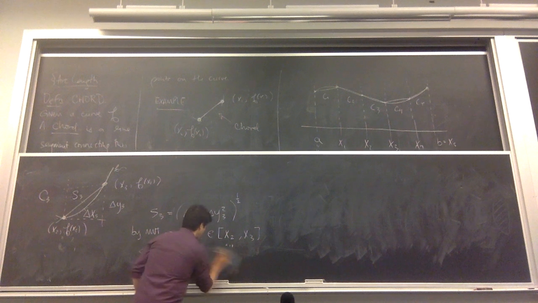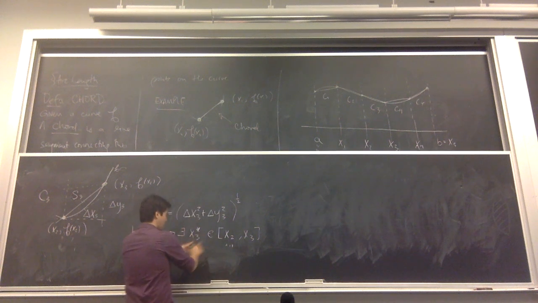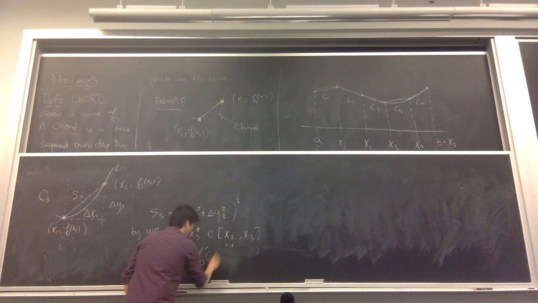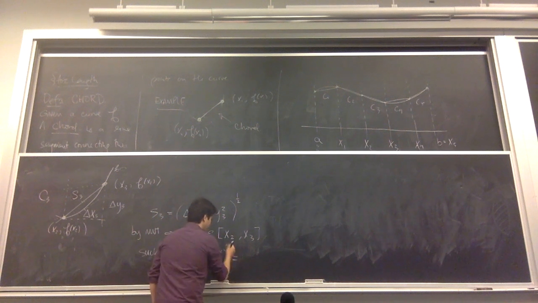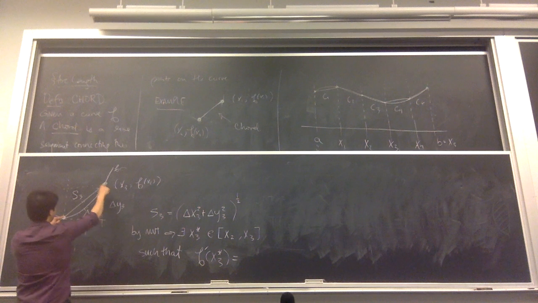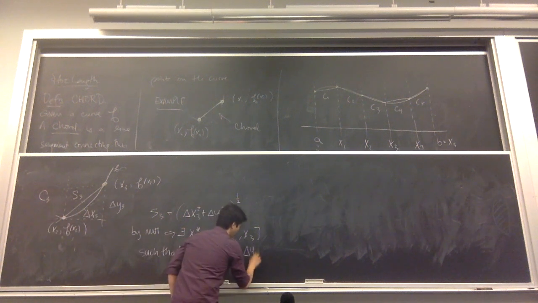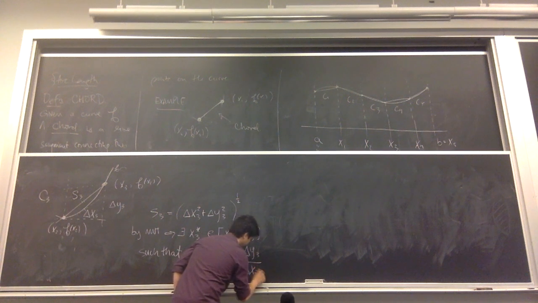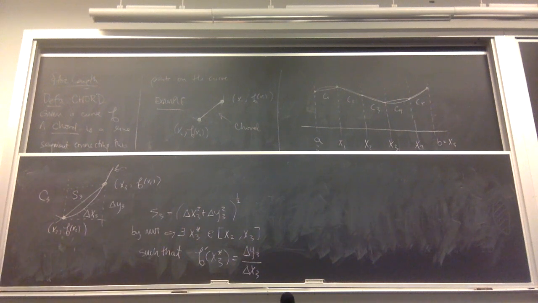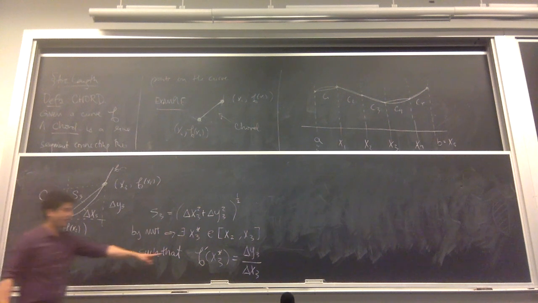I should write that all over again. There is a sample in this interval such that the derivative at that sample is equal to that slope, which is change in y3 over change in x3. Everyone, this is just the mean value theorem, right? If this is a function and this is a chord, there has to be a point from here to here such that there's a tangent line parallel to the chord, provided that the function is differentiable over this interval, which ends up being important. Any questions about that? Okay, so you agree that I can get this.